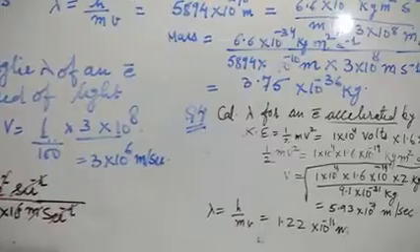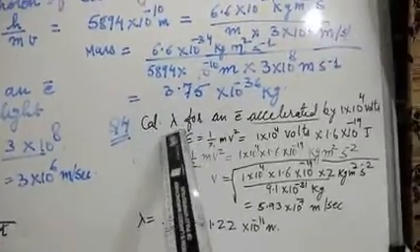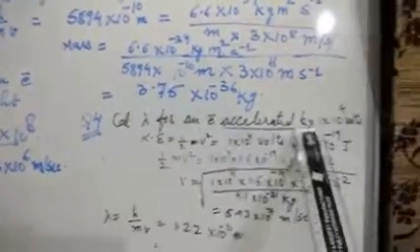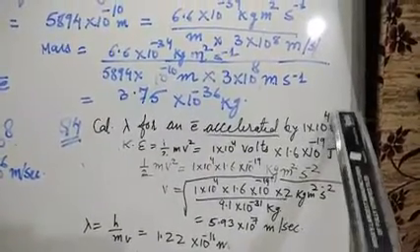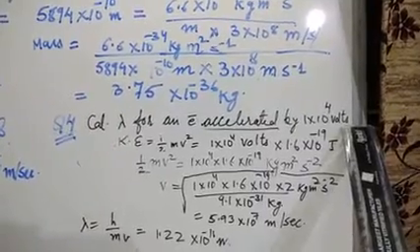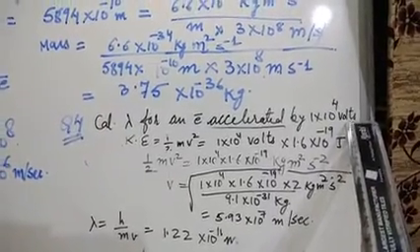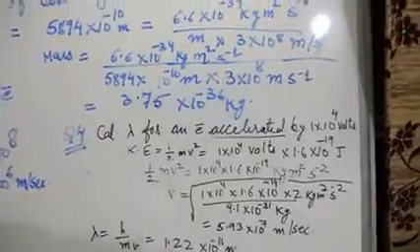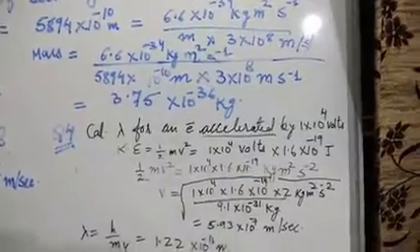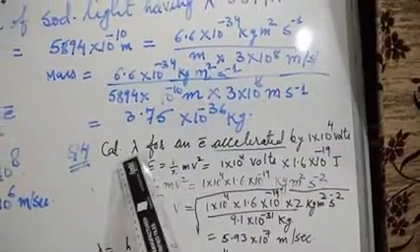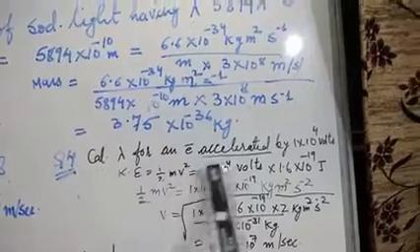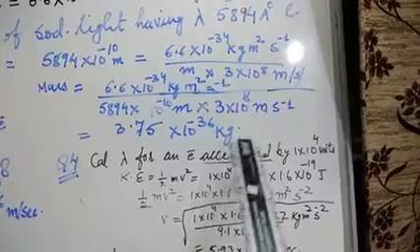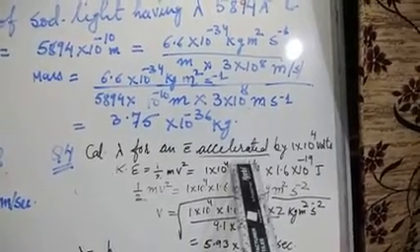Next question, question number 4 I have taken. Calculate wavelength again for an electron accelerated by 1 into 10 raised to the power 4 volts, this time given, volts. We have to convert this volt in joules. First thing is that. Second thing which you have to observe here is an electron is accelerated. Accelerated meaning kinetic energy is there in the electron.